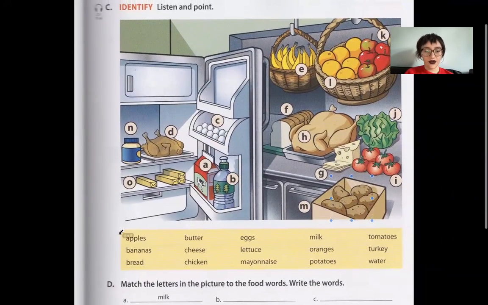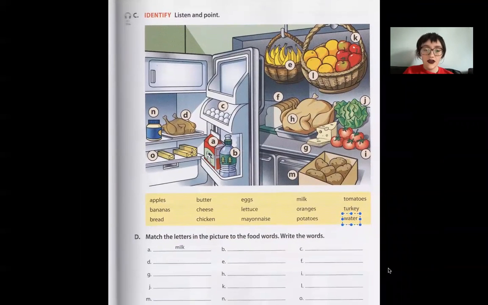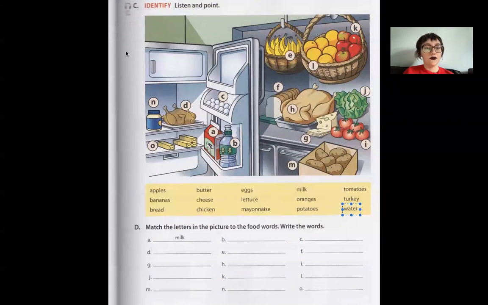So we have the words apples, bananas, bread, butter, cheese, chicken, eggs, lettuce, mayonnaise, milk, oranges, potatoes, tomatoes, turkey, and water. Okay, so those are all the words. Now we're going to put the words to match the letters in the picture, right? So let's go through and label, okay? We're going to label.